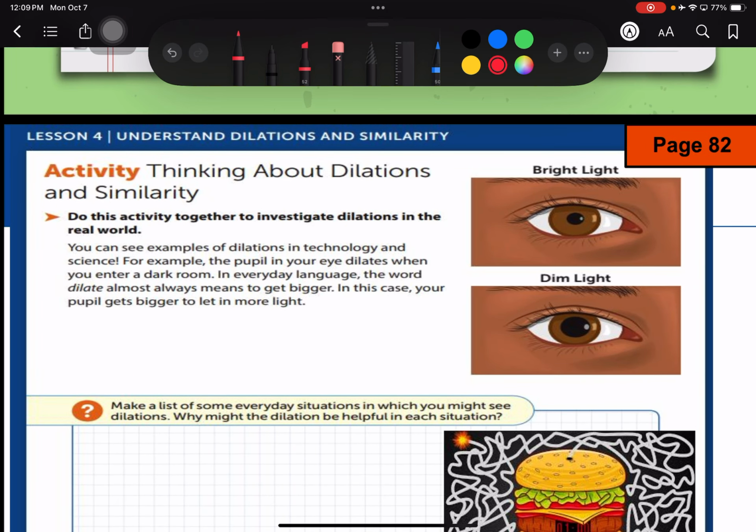Now we talk about our pupils and our eyes dilating. We talked about that last time, correct? So I'm going to show you some pictures of a couple of items. Our pupils dilate because when we get into light, it actually gets smaller, because if the light is bright, our pupils get smaller. But if we get into a dark room, our pupils get big.